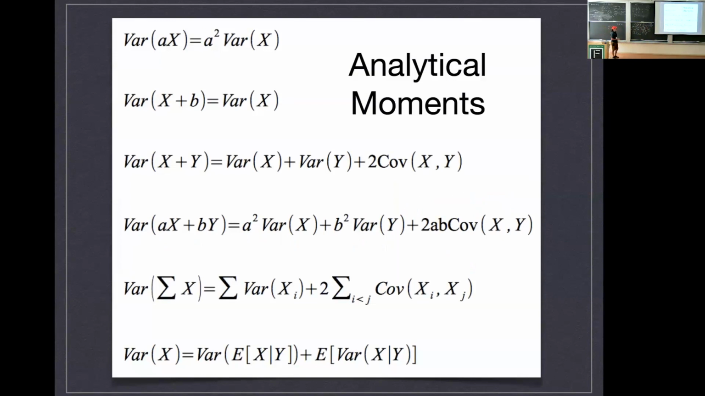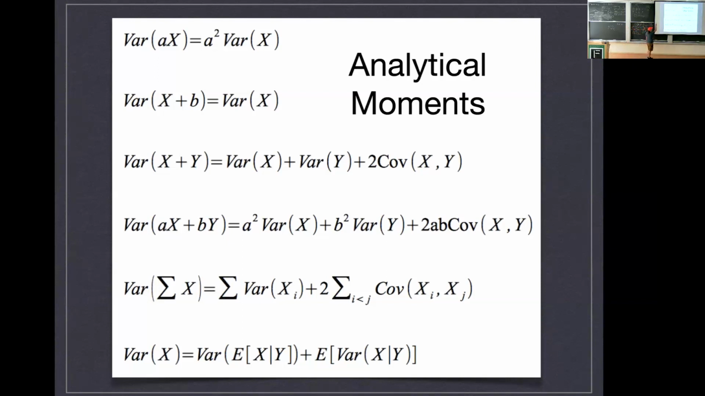Turns out there are what I'll call analytical moments methods of thinking about the algebra of how different moments work. The algebra of how means work is fairly intuitive. The algebra of how variances work is a little bit less intuitive, but there's a whole set of rules that you can apply to functions to understand how to actually do this math.